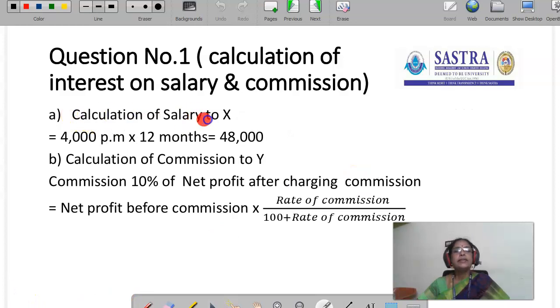First we have to calculate the per annum salary. Per annum salary is 4,000 per month, which should be multiplied by 12. So the per annum salary of X is 48,000. Then the next step, we have to calculate the commission. In the problem, 10% of net profit after charging commission is given. So the formula is net profit before commission into rate of commission divided by 100 plus rate of commission.